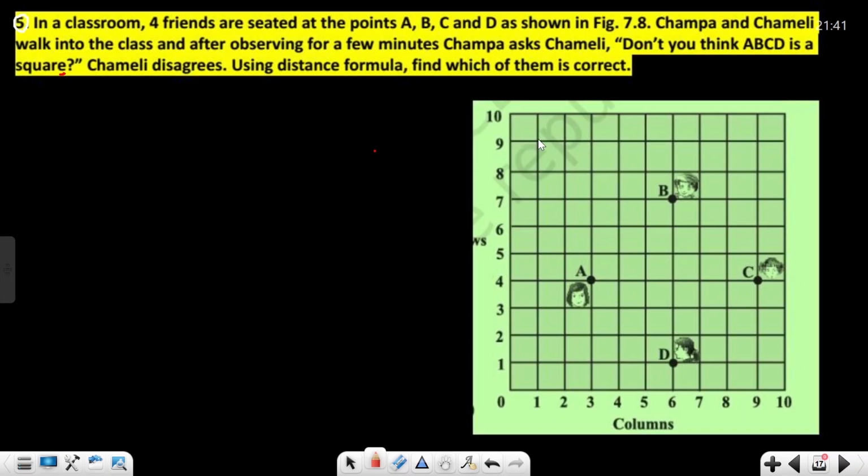So first of all, we need the coordinates of A, B, C, D. How do we find the coordinates? The first coordinate represents x, the second coordinate represents y. The y-axis is a vertical line and the x-axis is a horizontal line. So for A, the horizontal side is 3 and the y side is 4. So the coordinate of A is (3, 4).